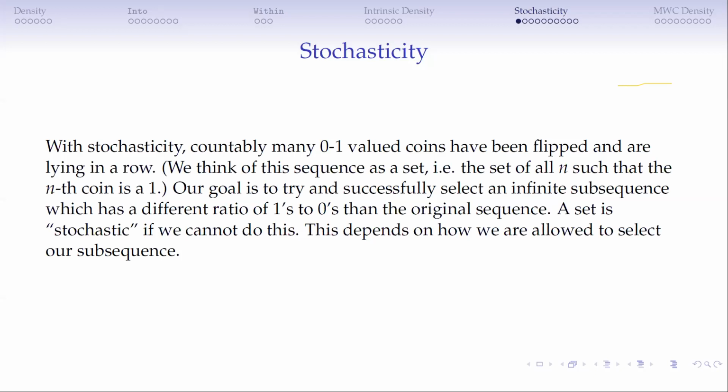So what we want to try and do, and we might not be able to do, is look at this sequence of coins and somehow select from it a subsequence that has a different ratio of 1s to 0s than the original sequence. So say our original sequence is 1, 0, 1, 0, 1, 0, 1, 0, 1, 0, 1, 0. If we select the even coins, that gives us a subsequence of density 1. The original sequence had density 1/2. So we've successfully selected a subsequence of different density than the original sequence.